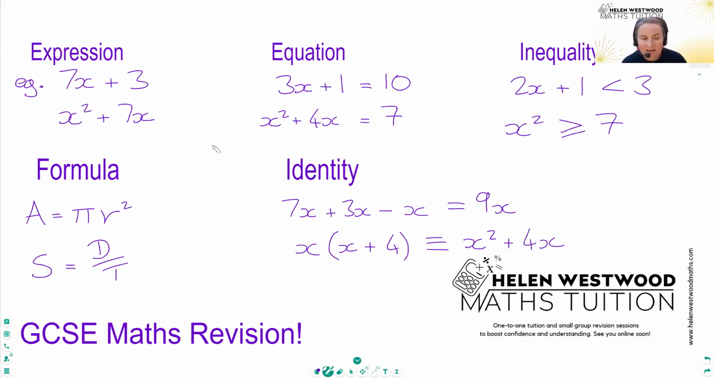And then finally, our identities. Our first identity you can see is linked to simplifying by collecting our like terms. The second identity I've put there, you can see if we expand the bracket that we're given on the left-hand side, that does indeed give us the expression we've got on the right-hand side.